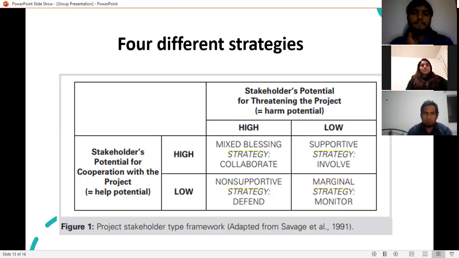The contribution makes very good sense in the project context because a project cannot be accomplished without the willingness and ability to contribute by stakeholders with a high help potential. Go to the next slide.